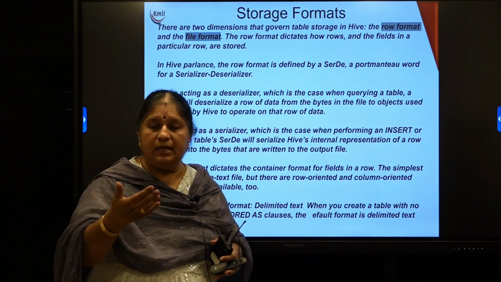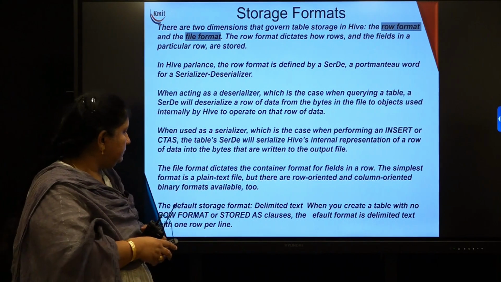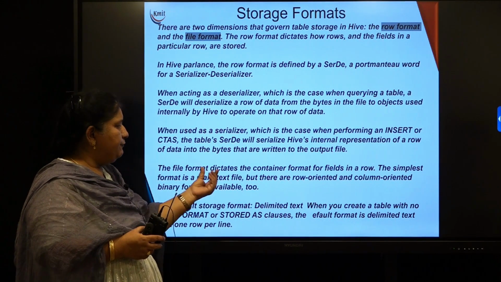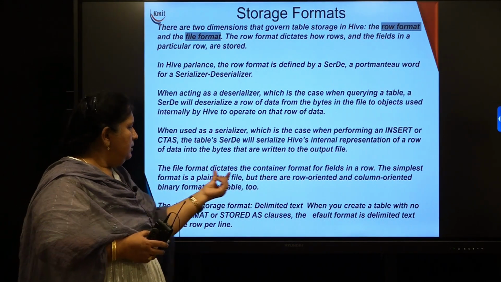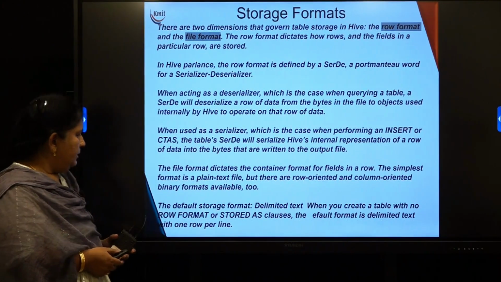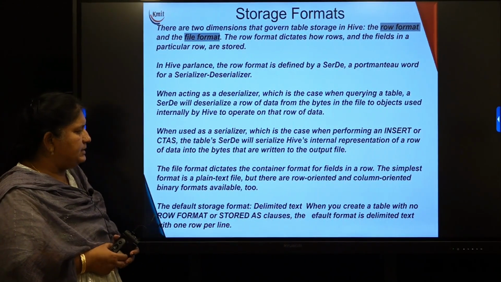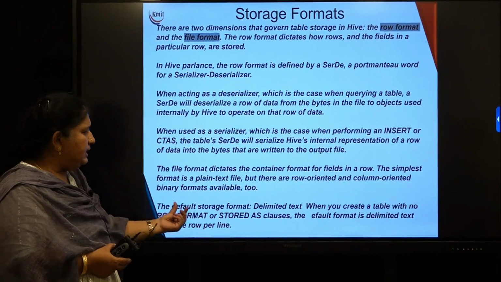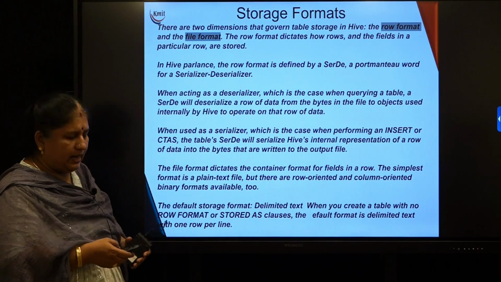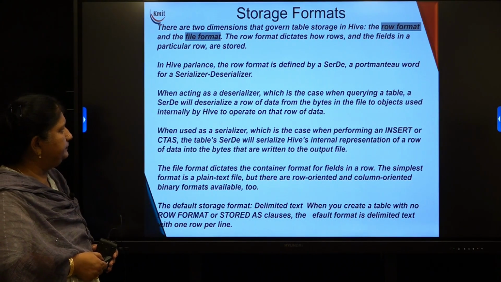deserialization. Similarly, whenever you are trying to work with serialization, you are trying to store the data from the table into a file. So we call it serialization in Hive. The default storage format is delimited text. What is the delimited text we are using here? The default one is 1 row per line maintained in the file.